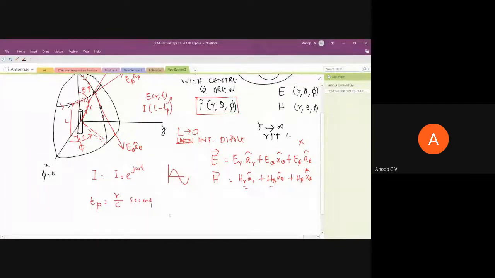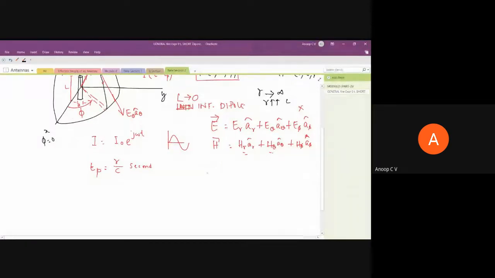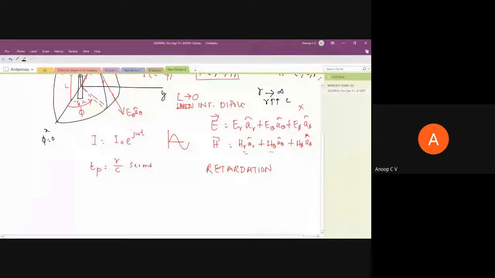In order to accommodate this retardation effect, you might have studied about retarded potential in electromagnetic waves. If we don't consider the retardation effect, we are indirectly saying the radiation travels with infinite velocity. That is not happening; it has some finite velocity. So, instead of current, I should write the retarded current.